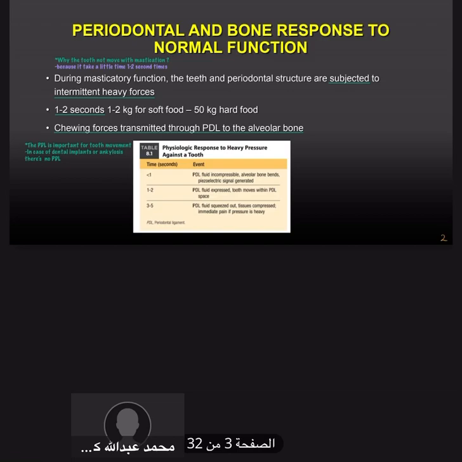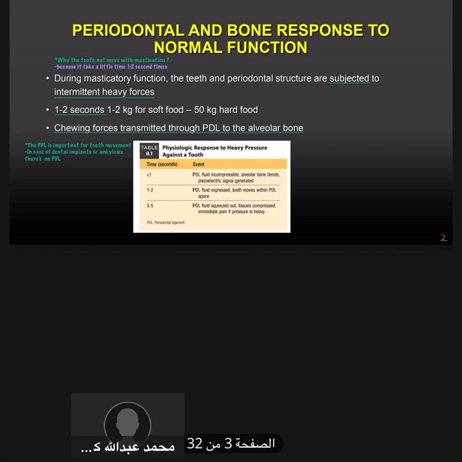If it is for 1 to 2 seconds, the fluid is expressed out of the alveolar bone. How? The alveolar bone surrounding the tooth is the cribriform plate. What is the meaning of cribriform plate? It has pores. The fluid is expressed out of the pores and the tooth moves within the PDL space. That is actually a cushioning action provided by nature because of the PDL.